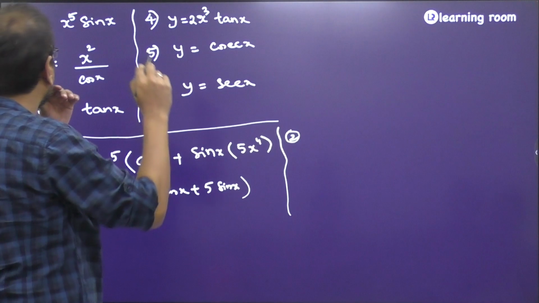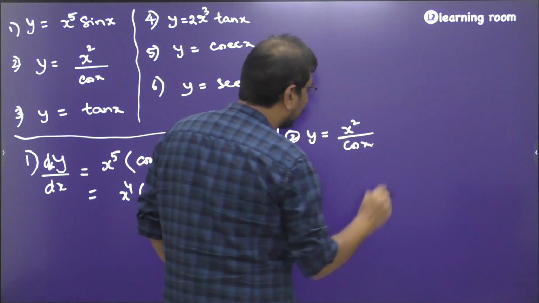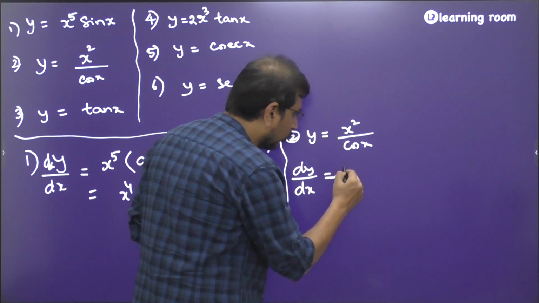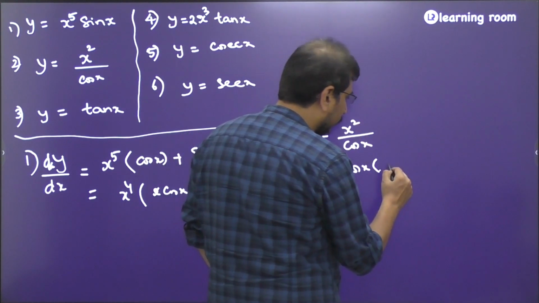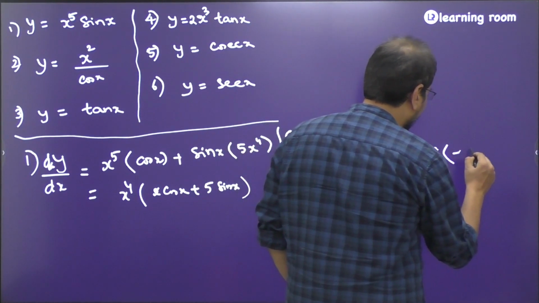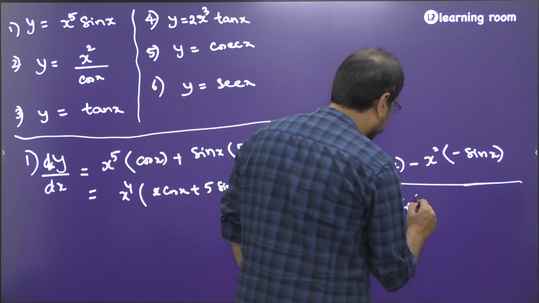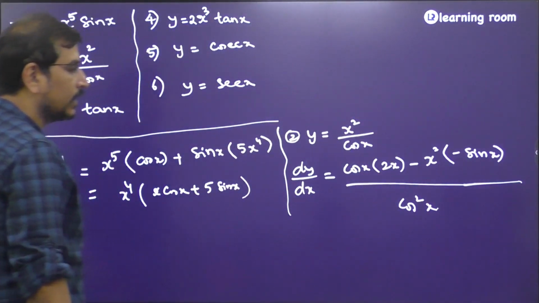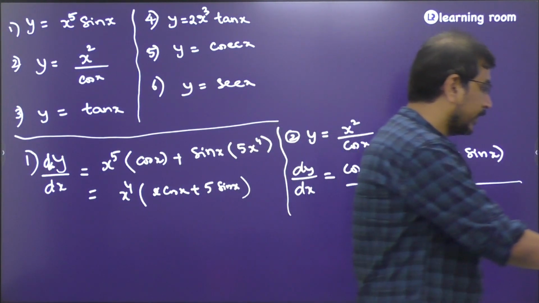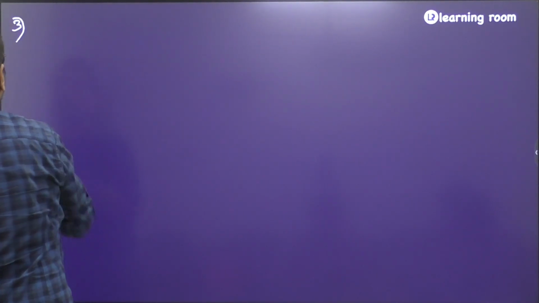Second, y is equal to x square divided by cos x. So dy by dx will be denominator cos x into derivative of x square, that is 2x, minus x square into derivative of cos x, which is minus sin x, the whole divided by cos square x. Right. So I hope this is clear.